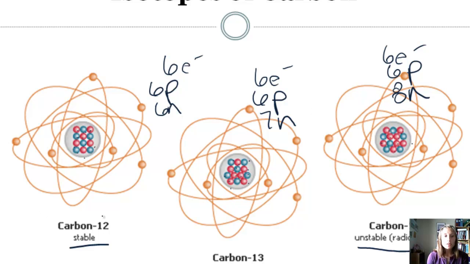Now you may be wondering where this 12, 13, and 14 come from. We'll talk about this in a minute, but if you add up the number of protons and neutrons, you should get 12 for the first one, 13 for the second one, and 14 for the third one.